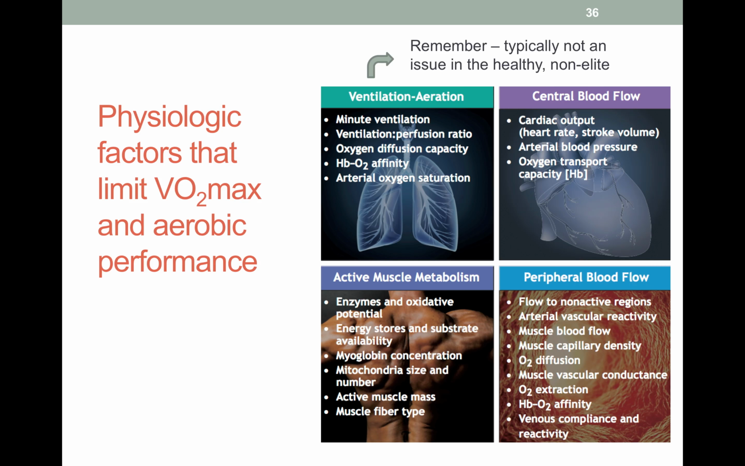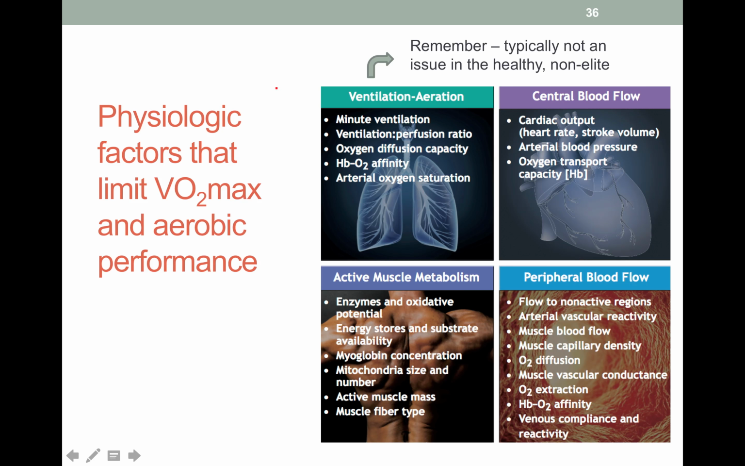So this is a summary figure to show the different categories of factors that limit VO2 max or really contribute to aerobic performance. So we have ventilation, aeration, which really represents the pulmonary system. So remember, not typically an issue unless we're talking about an unhealthy person or an elite athlete performing at maximal exercise intensity. We'll get into some of these details when we get to the pulmonary system.